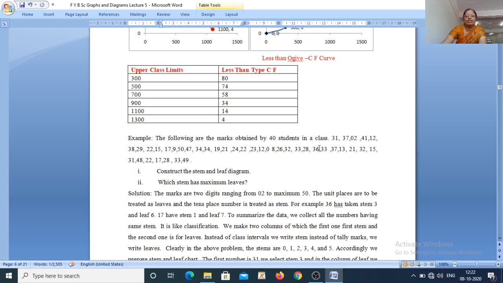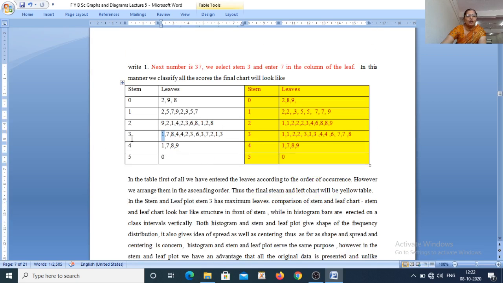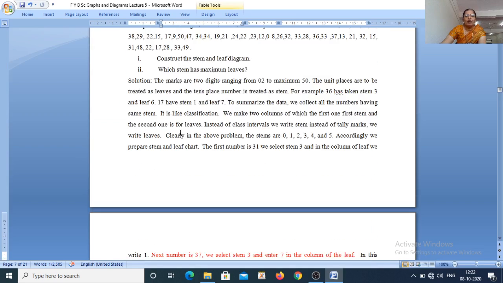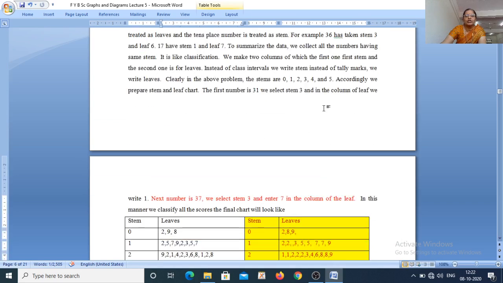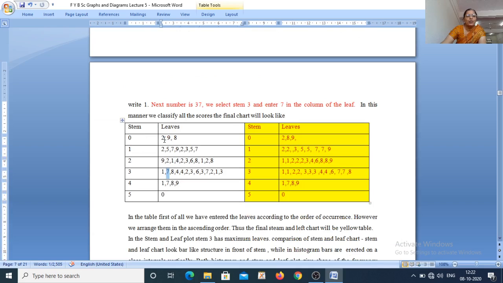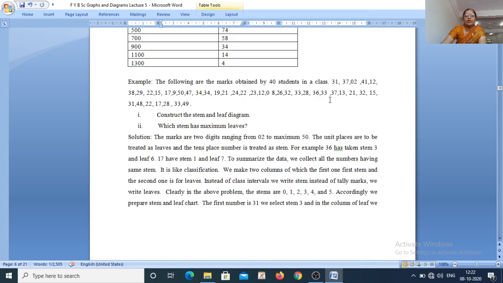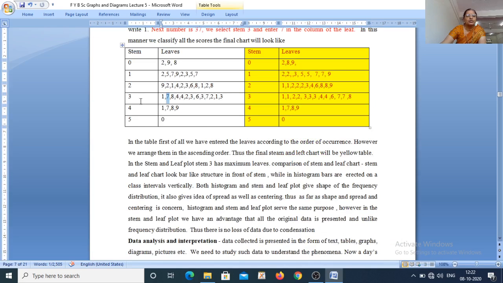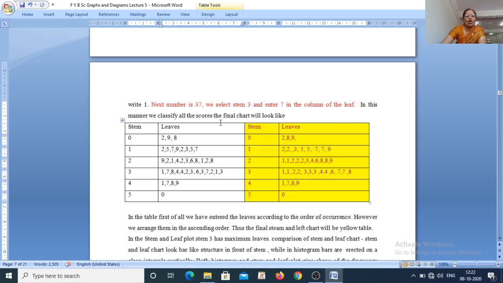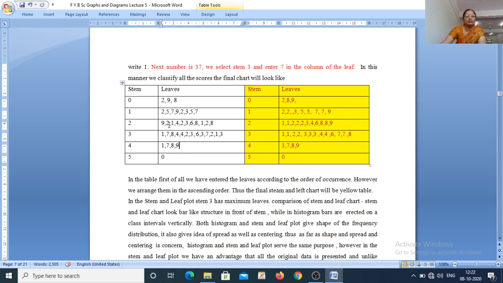What is my second observation? 37. So, again the 37 observation is noted here, 37. What is my third observation? Third observation is 2. So, it is 0, 2. Okay. What is my fourth observation? 41. So, it is 4, 1, 41. Like this, I'll write all the 40 observations in this way.